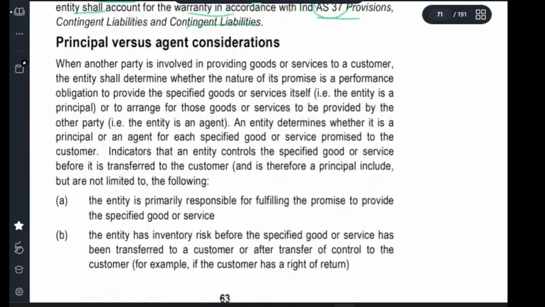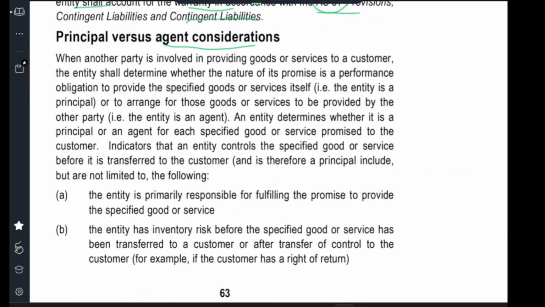Principal versus agent consideration. When another party is involved in providing goods and services to a customer, the entity shall determine whether the nature of its promise is a performance obligation to provide the specified good or service itself, or to arrange for the goods or services to be provided by the other party. Sometimes there will be an agent, like a broker, who says, I promise you will get this service on this date. What will happen in this case?